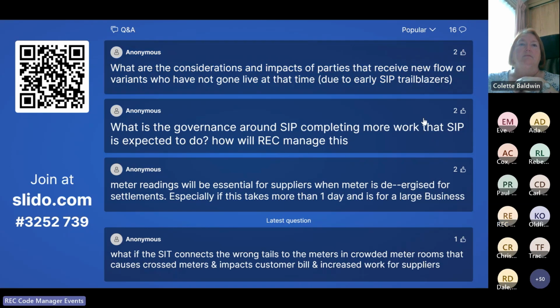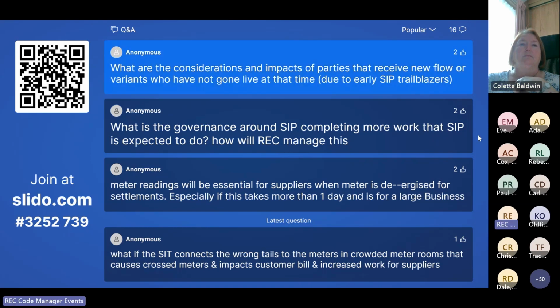Thank you, Colette. What are the considerations and impacts of parties that receive new flows or variants who have not gone live at that time due to early SIP trailblazers? So, SIP trailblazers. We think it's right that those SIPs that want to enter the market should be capable of doing the flows.